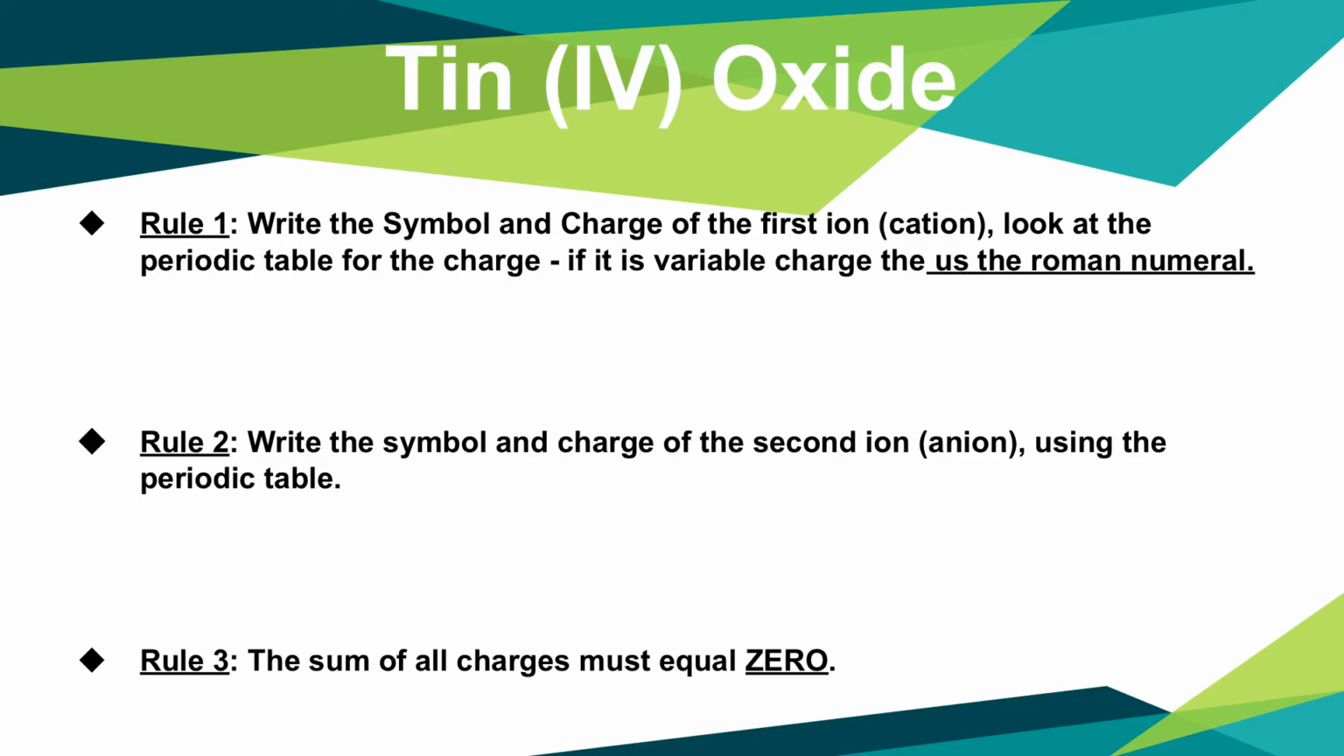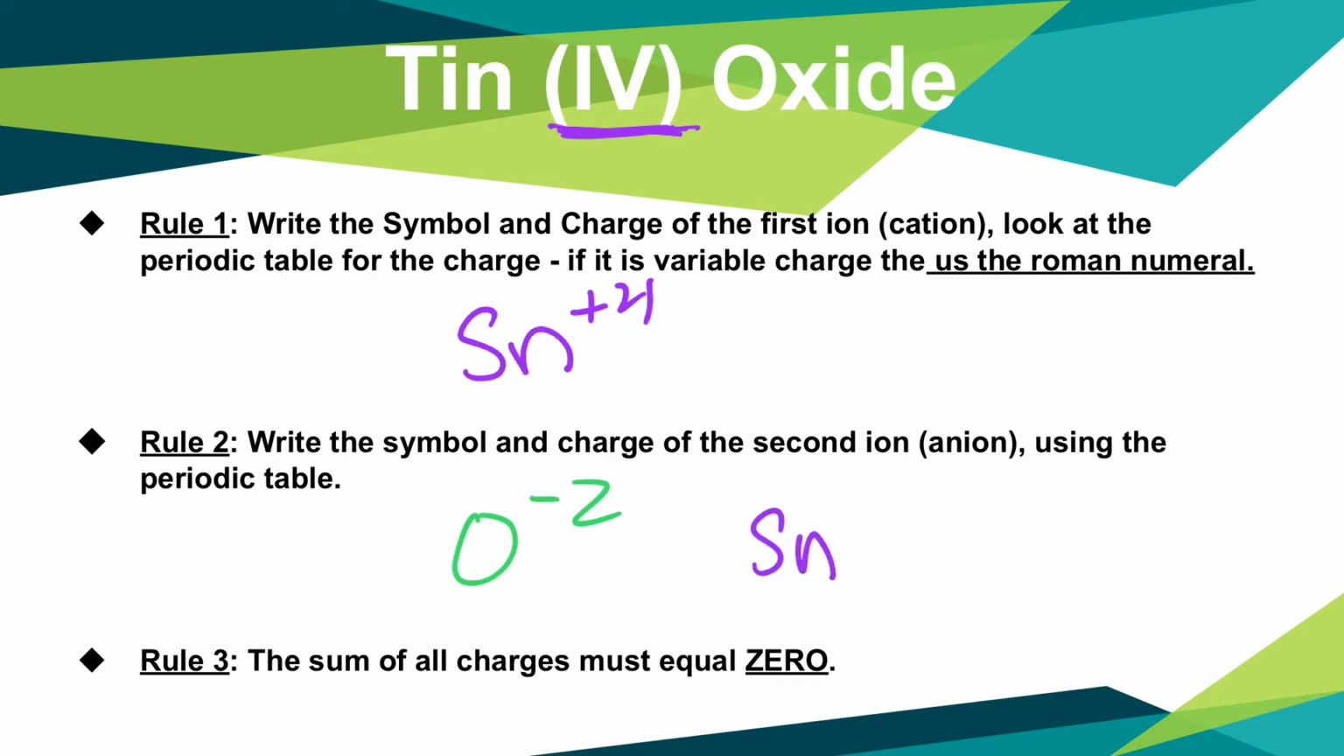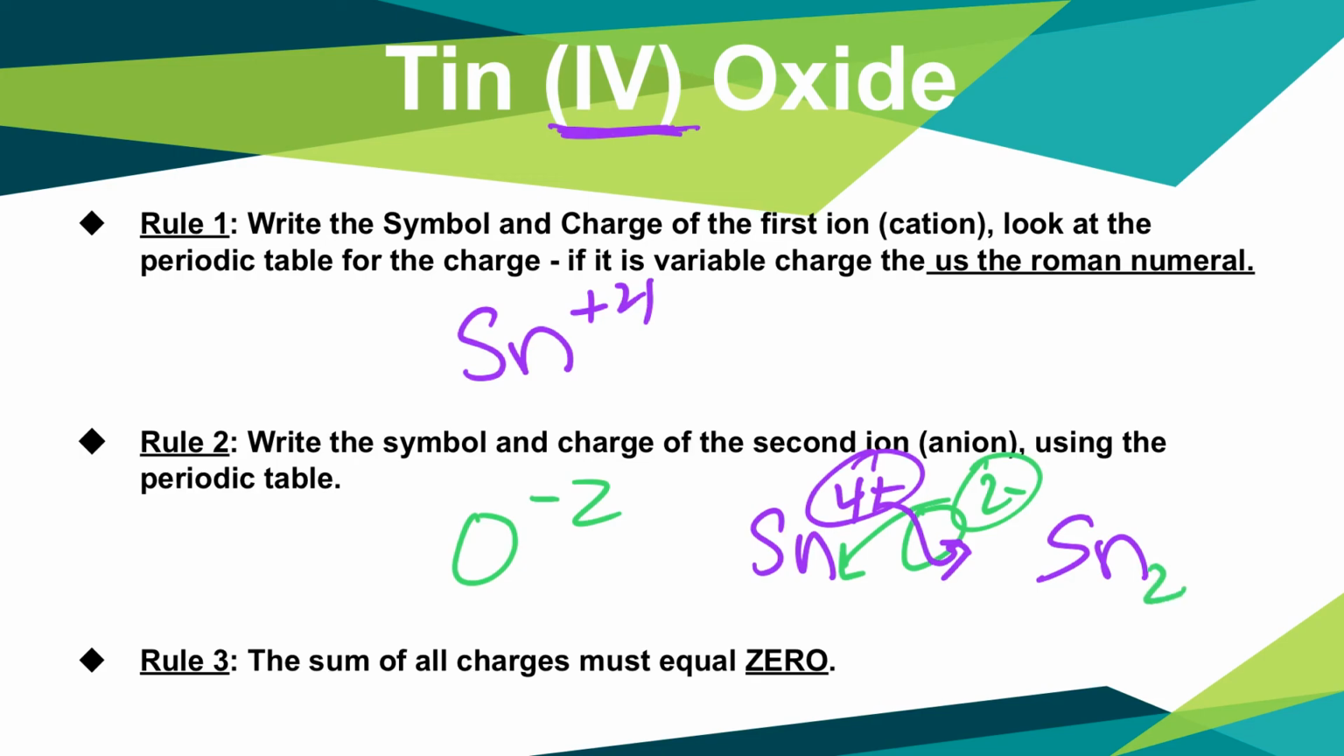Here's an example, written cleaner than my own handwriting. Here's one, tin(IV) oxide. We need to write the symbol and charge of the first ion, the cation. The first is tin, which is Sn, and then plus 4, because we get that plus 4 from the Roman numeral IV. And oxide is minus 2. So we have Sn4+, O2 minus, we crisscross, and we're left with Sn2O4.